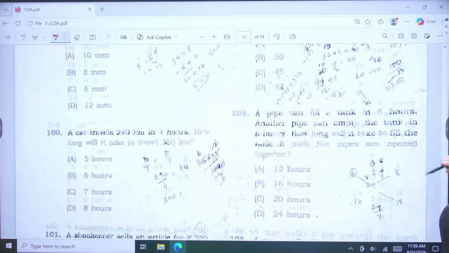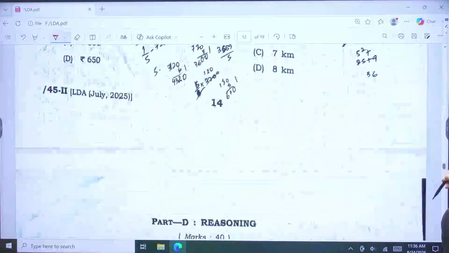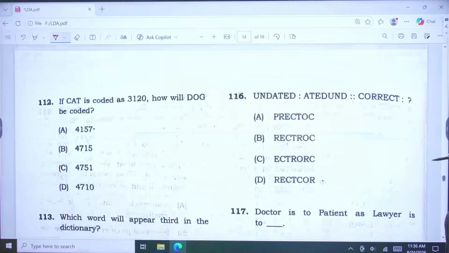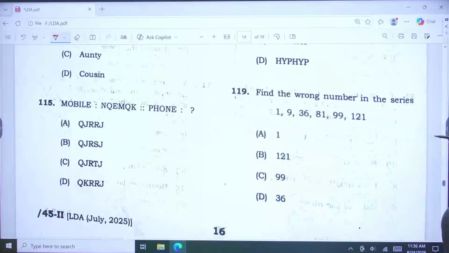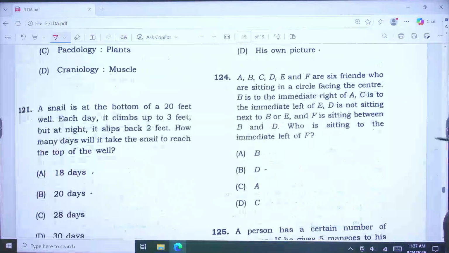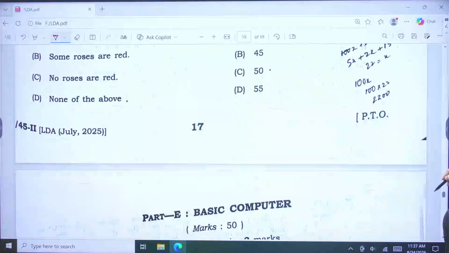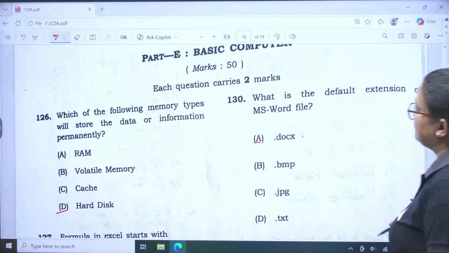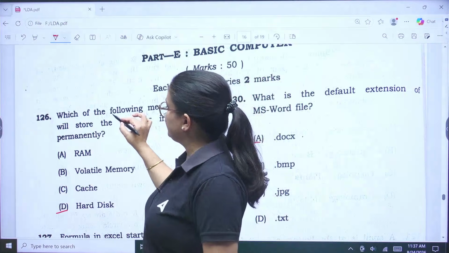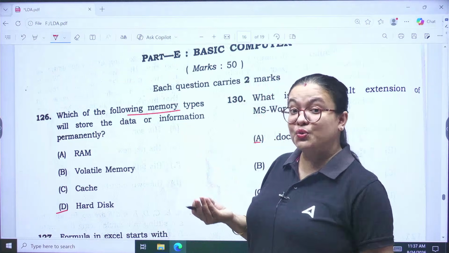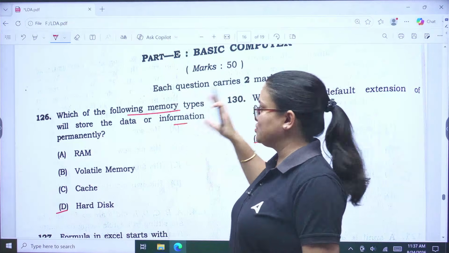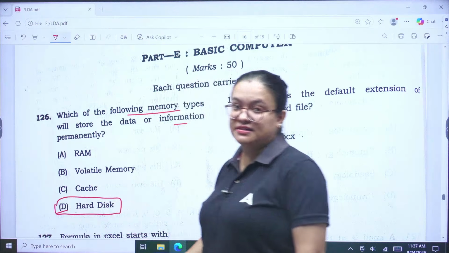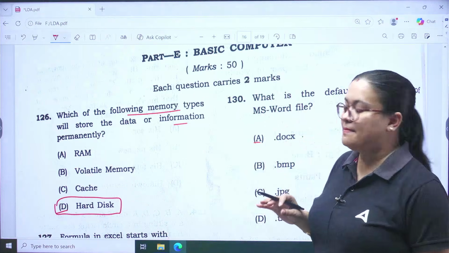The computer part came 100% from what I have taught you in my classes, both in the paid class and in the live classes as well. I have already given you numerous questions, and among them these questions came. So here, 50 marks, 25 questions. First question, which of the following memory types will store data permanently? Whenever we say permanent, it is the hard disk. Until we delete it, the information will be there permanently.